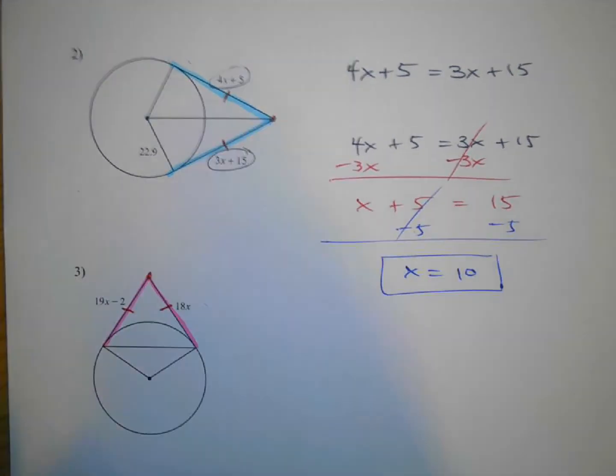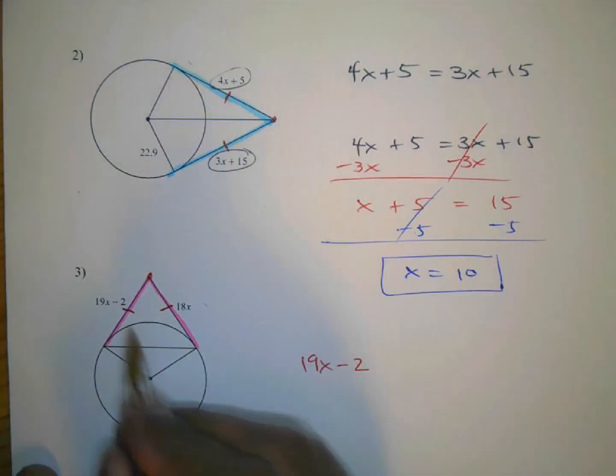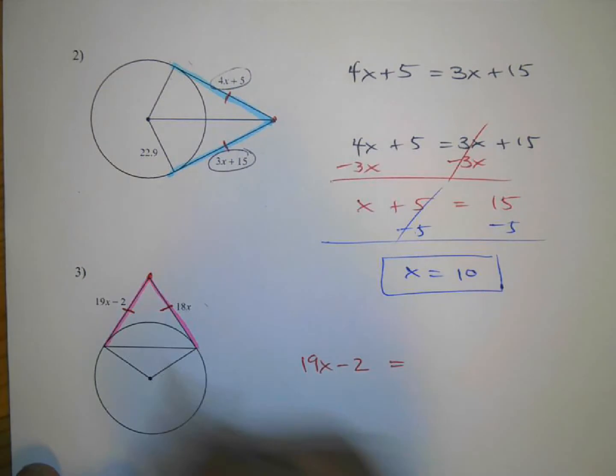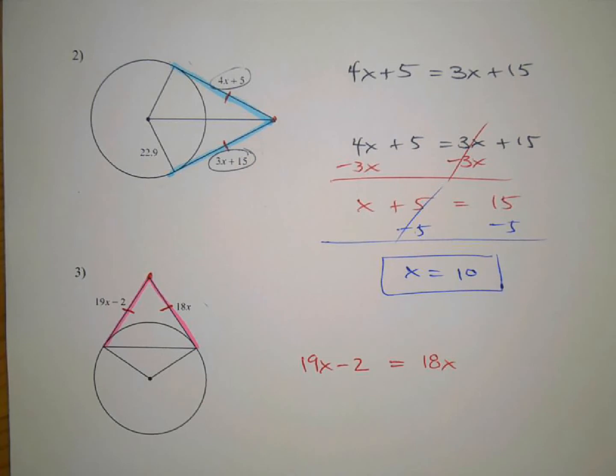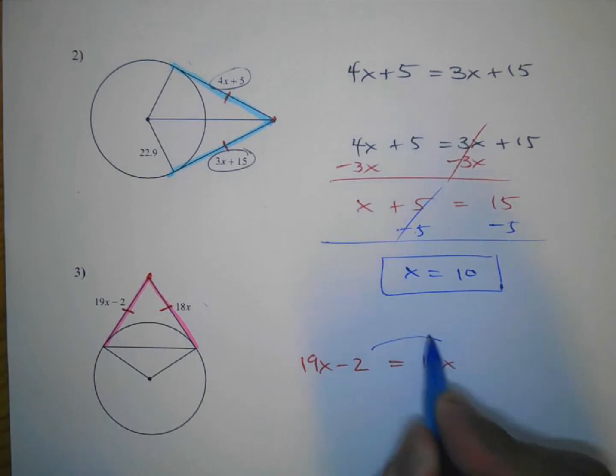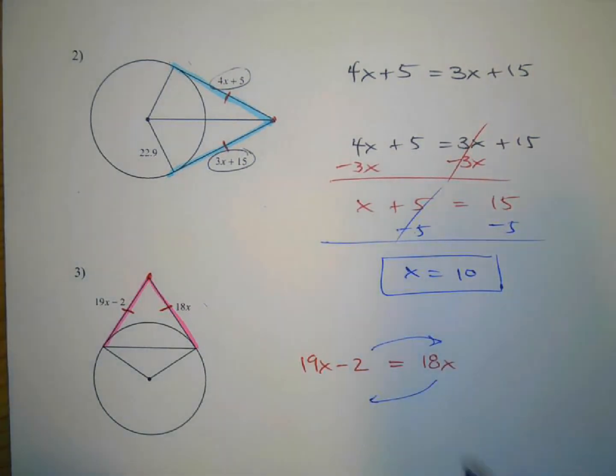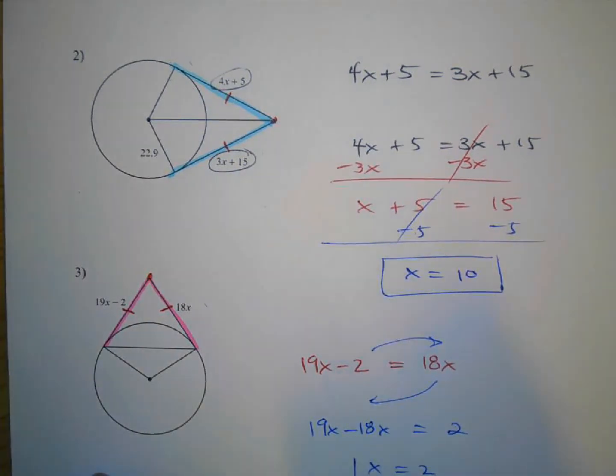Okay, so what do we do with these congruent parts? We set them equal to each other. 19x minus 2 is congruent to, so they're equal to each other, is equal to 18x. And here, I'll move the negative 2 over there, makes it positive. I move this over here, makes it negative, so it's going to be 19x minus 18x equals positive 2. I'm going to get x equals 2. I got 2 of them that have x equals 2. Well, that's not always going to be true. Okay, so there it is. As far as math goes, that's easy, right?